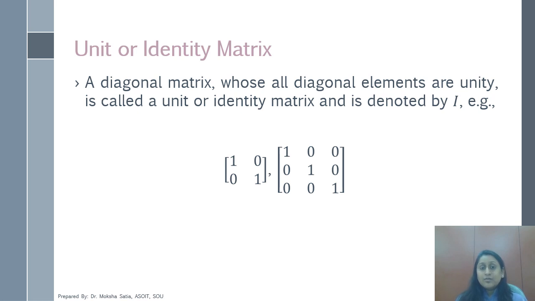For example, we have a 2 cross 2 matrix and a 3 cross 3 matrix. First one is 1 0 0 1. We can also denote it by I2 because it is a 2 cross 2 matrix. And the second one is a 3 cross 3 matrix, means order 3, and we denote it by I3, which is 100, 010 and 001.